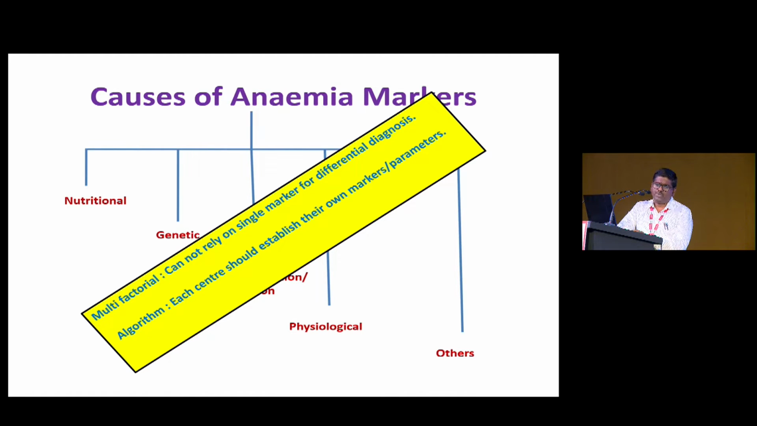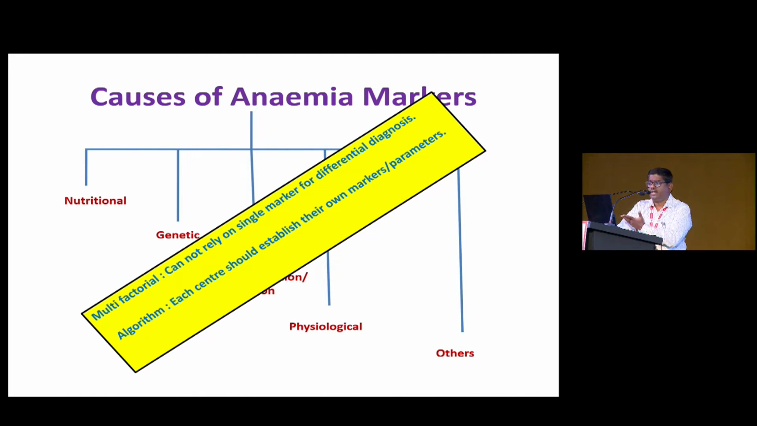Of course, hemoglobin is a gold standard marker. For differential diagnosis, we need to take a pool of markers along with our clinical observation to have a confirmed differential diagnosis. Most importantly, each laboratory or each setup should have its own protocol for the differential diagnosis of anemia. Why am I saying this? Anemia varies from region to region.